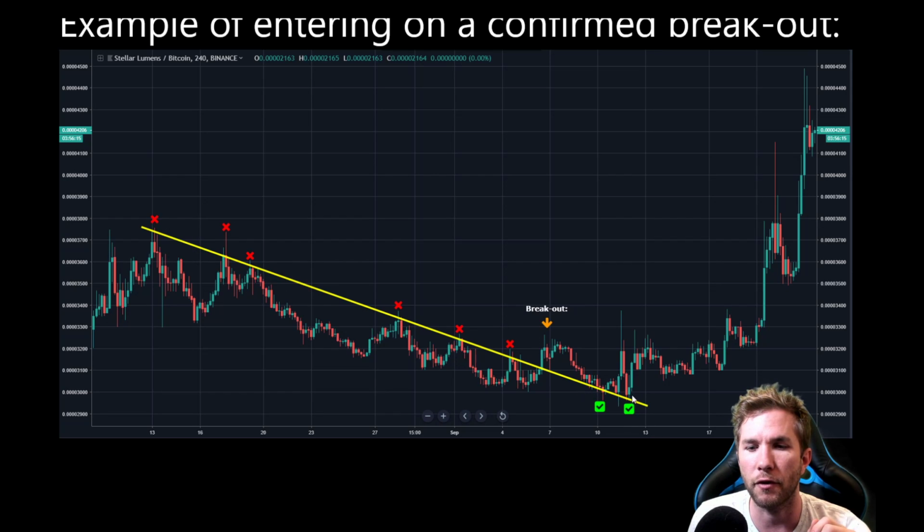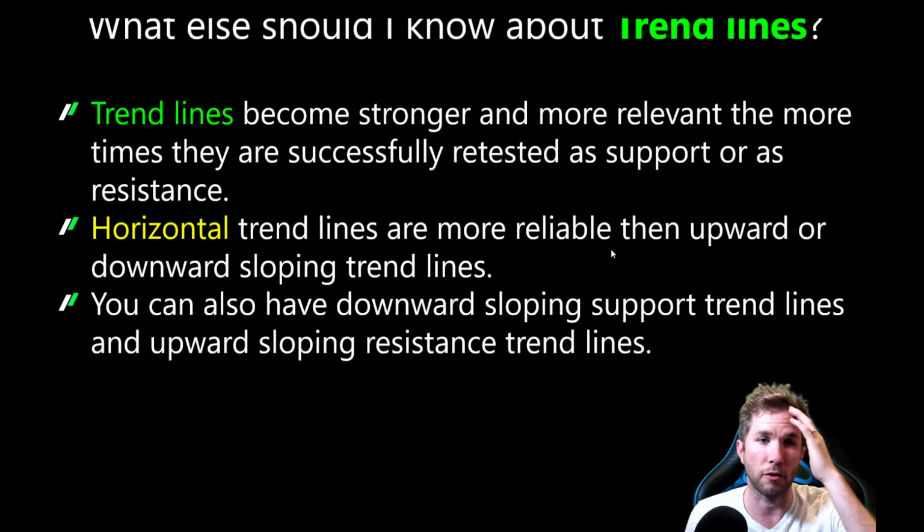So once this confirmed to hold as strong support, we can enter here with a stop below, and then we can target maybe a Fibonacci level, or maybe back to the range high, or just even a simple move back up to here. So we could have captured 6 to 8%. Lots of different ways to play this, okay? And we'll talk about those in just a second.